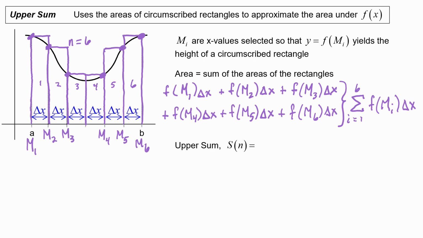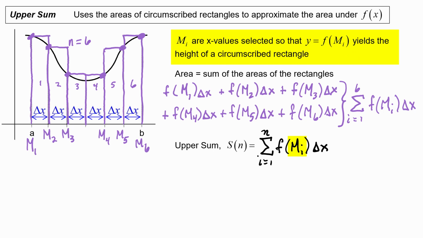So in general, the upper sum, noted by capital S of n, is going to be the summation i equals 1 to n of f of capital M sub i delta x. And remember, the capital M sub i are x values selected so that y equals f of capital M sub i yields the height of a circumscribed rectangle.